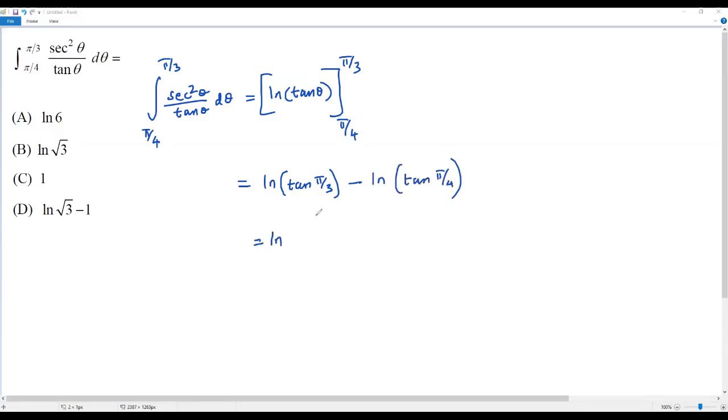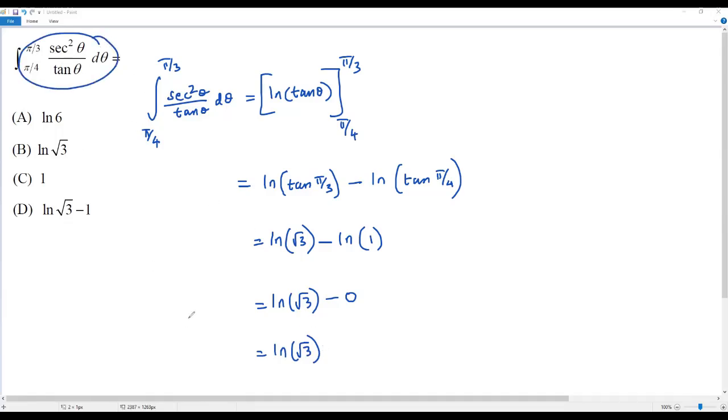So natural logarithm of, okay, pi over 3 radians is 60 degrees, and tangent 60 degrees equals square root of 3. That we have to remember. Negative ln of, and pi over 4 means it's 45 degrees, tangent 45 degrees is 1, and ln of square root of 3 negative. For any logarithm, if the argument is 1, its value is 0. Finally, we get ln of square root of 3. So now I have evaluated the given definite integral. It is equal to the natural logarithm of square root of 3. We find this in answer choice B. The correct answer choice for this question is B.